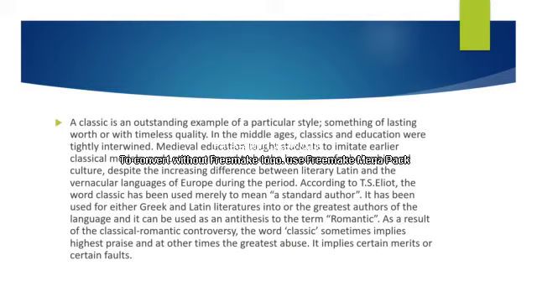The romantic writers did not follow such rigid rules or correctness, like neoclassical writers. So here, T.S. Eliot considered this term to mean a standard author, and sometimes it has been used for Greek or Latin literature. As a result of the classical romantic controversy, sometimes the word implies highest praise, and at other times the greatest abuse. It implies certain merits or certain faults.